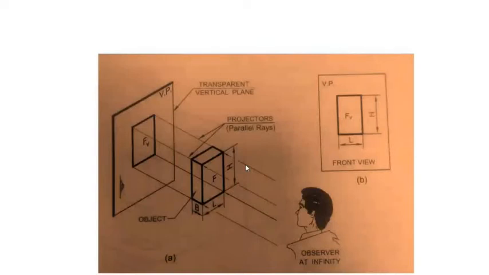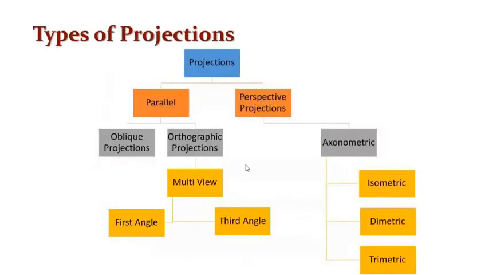Okay, so coming to this, basically the projections are classified into two types. The first one is the parallel projection. As I showed in the previous slide, when an observer is at infinite distance, you will get parallel projection. The second one is called the perspective projection.